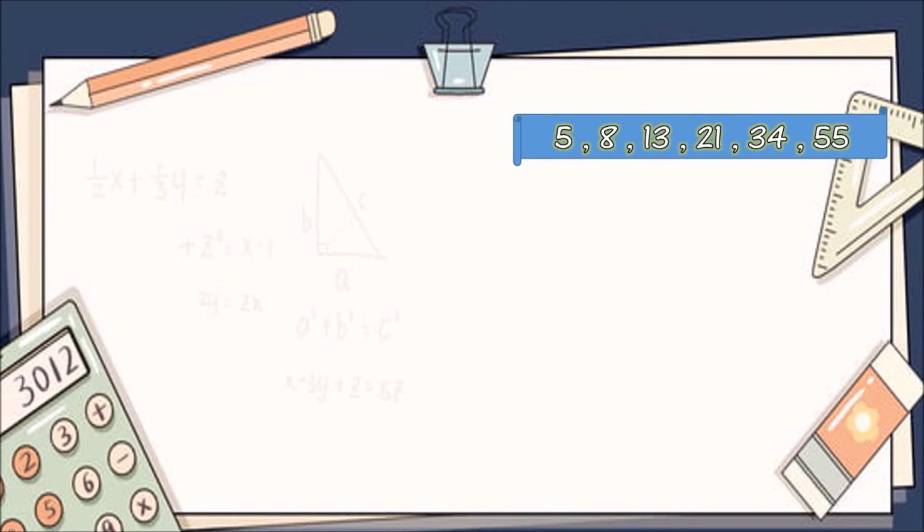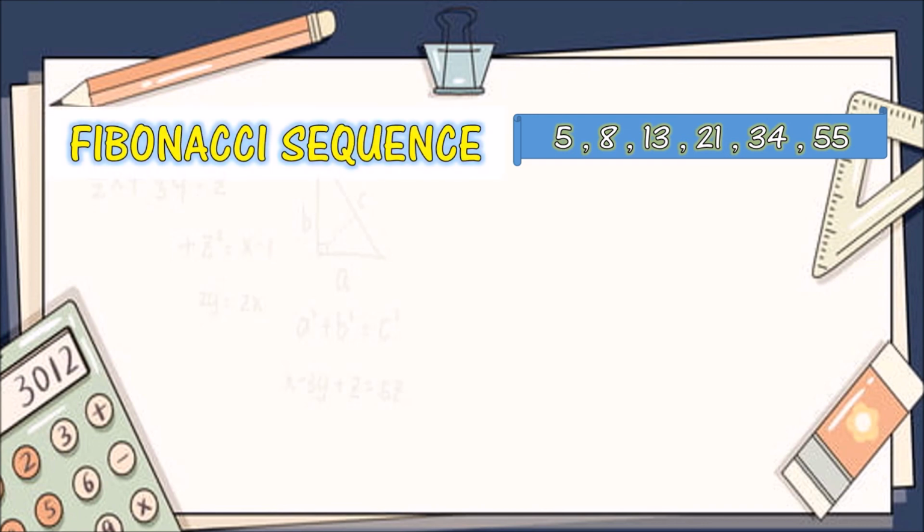What do you observe with the sequence? Meron ba tong common difference para maging arithmetic sequence? Or meron ba tong common ratio para maging geometric sequence? Kapag ba hinanap natin ang kanyang reciprocal, makakagawa tayo ng harmonic sequence? If your answer is none of this, then you are right, because this is what we call Fibonacci sequence.